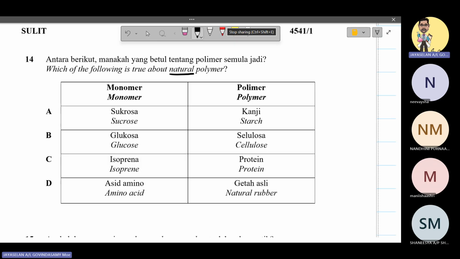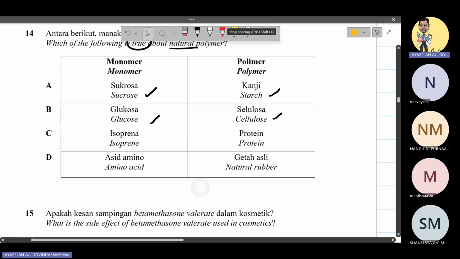Okay, we do together a question about natural polymers. Monomer, sucrose. Starch, I don't know. Cellulose, glucose. This is biology. Protein, isoprene. Isoprene should be natural rubber. Amino acid should be protein. What is the small unit of starch? Manisha, what is the small unit of starch?